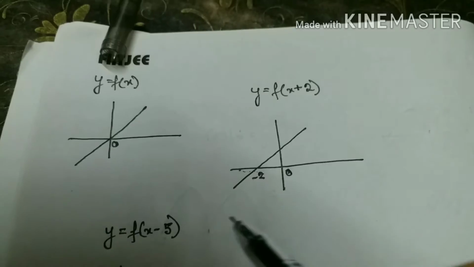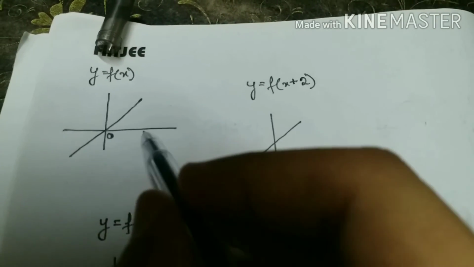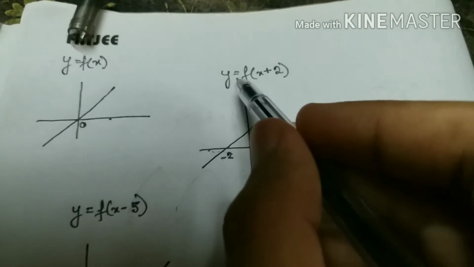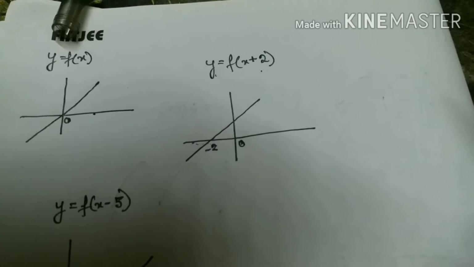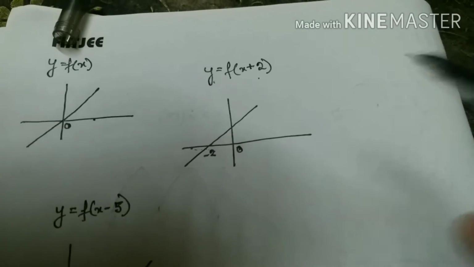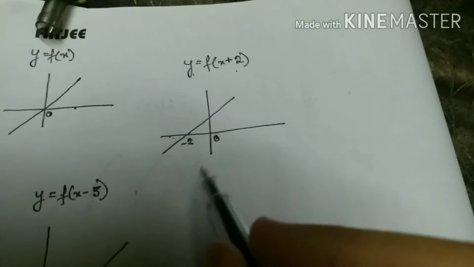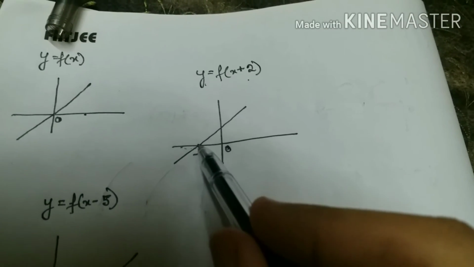Okay. So now see, you are given y is equal to f(x), the graph is this one. Now you are asked to draw the graph of y is equal to f(x plus 2). So you understand that this is of the type y is equal to f(x plus a), where a is greater than 0. So what we will have to do, we will have to shift the graph to its left by a units. Shift it. So now it cuts the x-axis at minus 2.